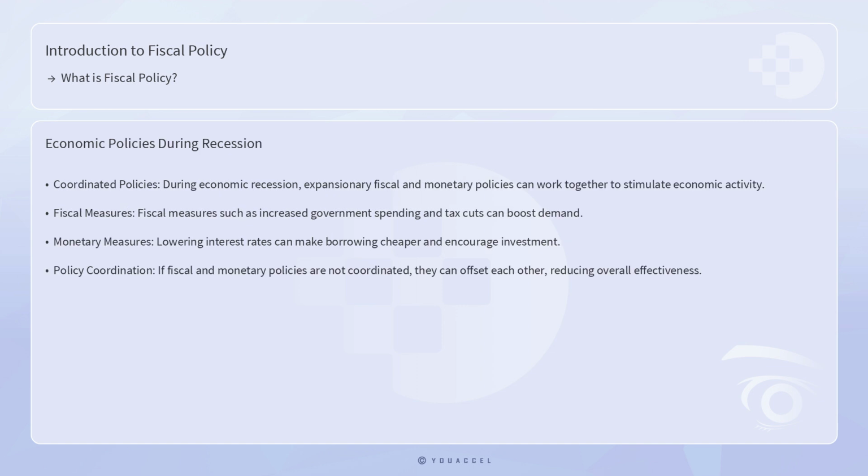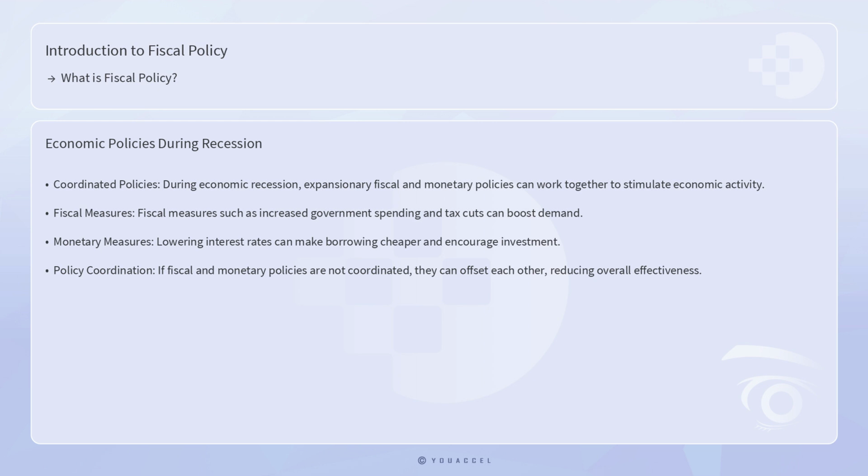For instance, during periods of economic recession, both expansionary fiscal and monetary policies can work together to stimulate economic activity. Fiscal measures such as increased government spending and tax cuts can boost demand, while monetary measures such as lowering interest rates can make borrowing cheaper and encourage investment.